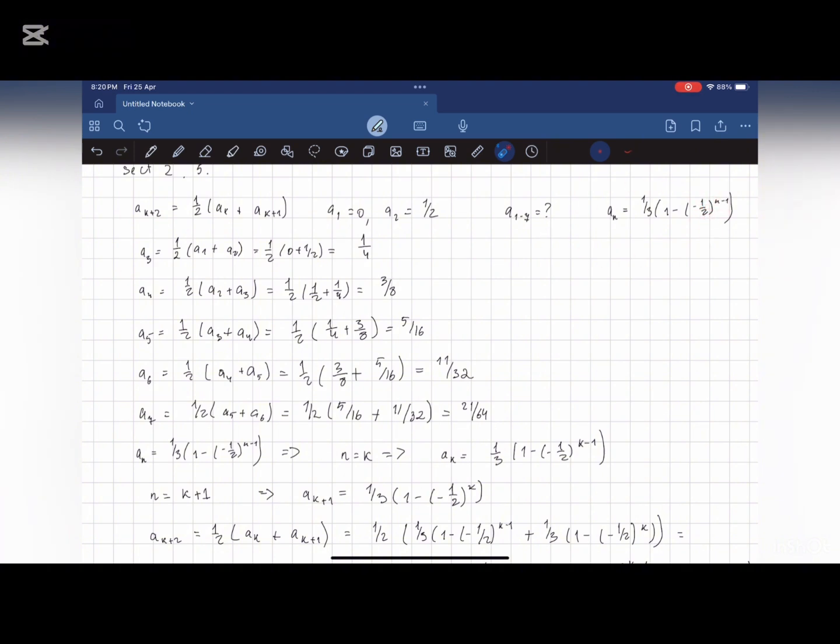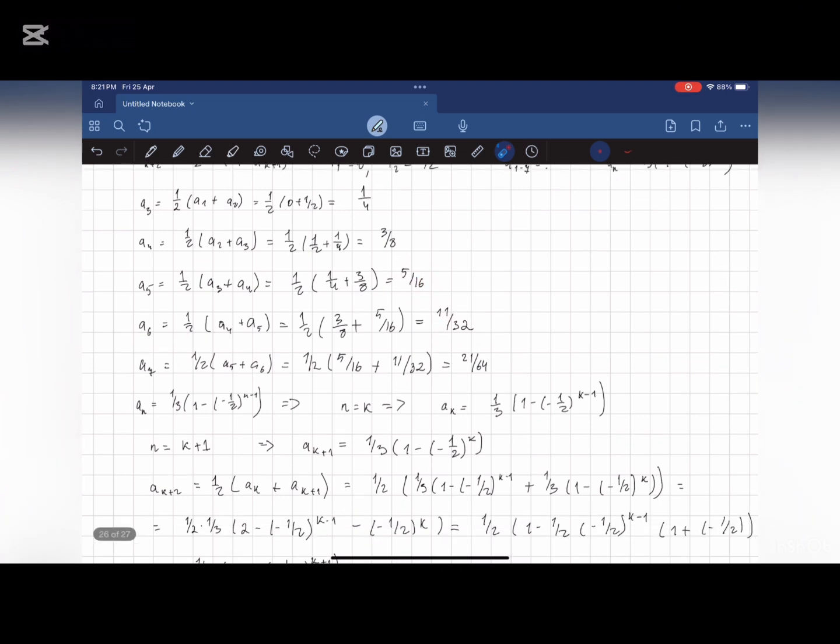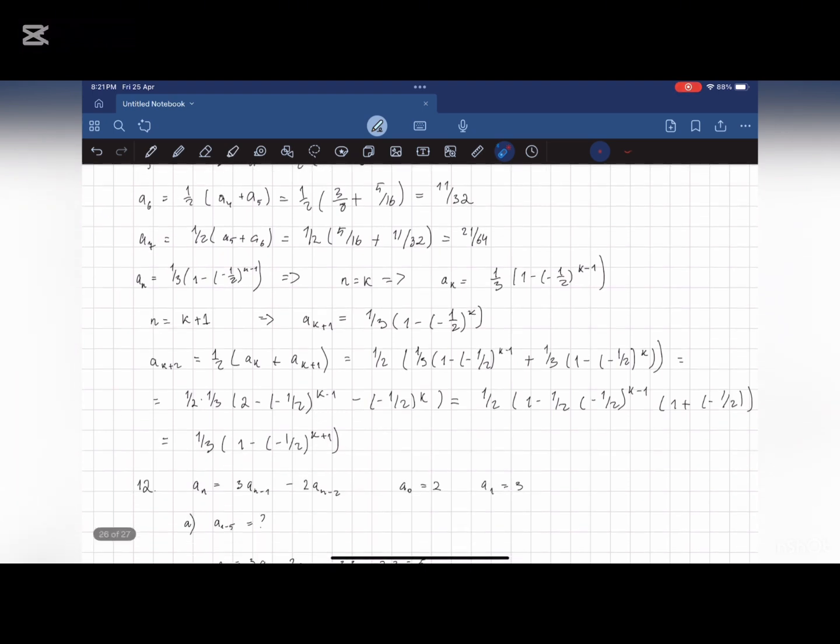So first of all, we just use this formula to find a3, a4, a5, a6, and a7. So a3 is equal to 1 over 4, a4 it's 3 over 8, a5 it's 5 over 16, a6 it's 11 over 32, a7 it's like 21 over 64, and so we found the first 7 elements, and then we should prove this formula.